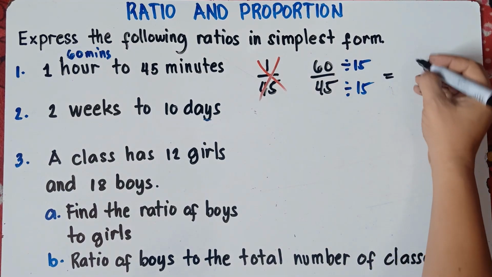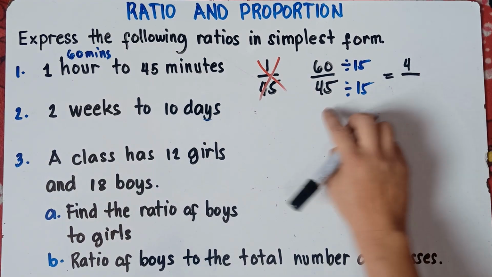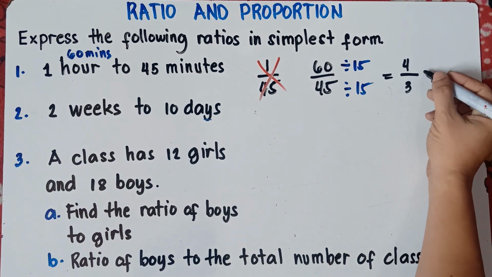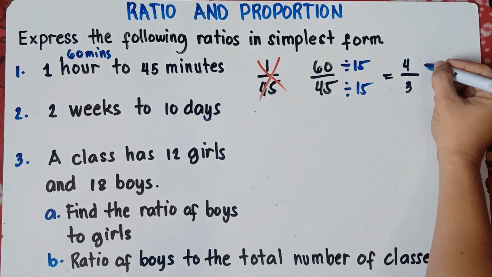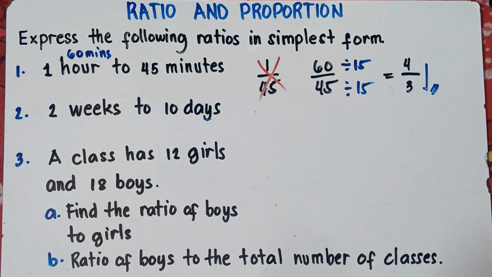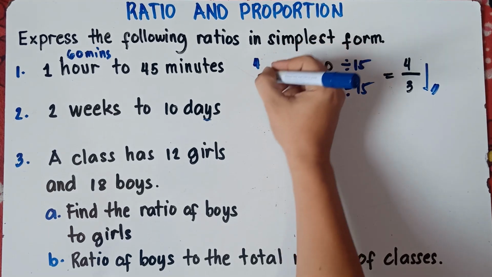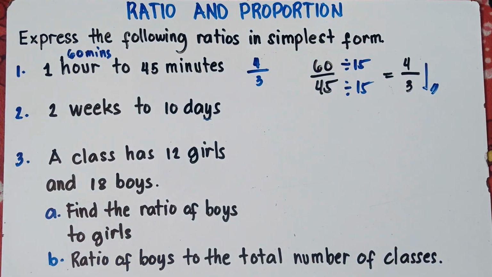So 60 divided by 15, that is 4. 45 divided by 15, that is 3. Therefore, our answer, class, is 4 over 3. 4 is to 3 or 4 over 3. That's it, class. That's the answer for number 1. Easy, right? For number 1, 4 over 3.